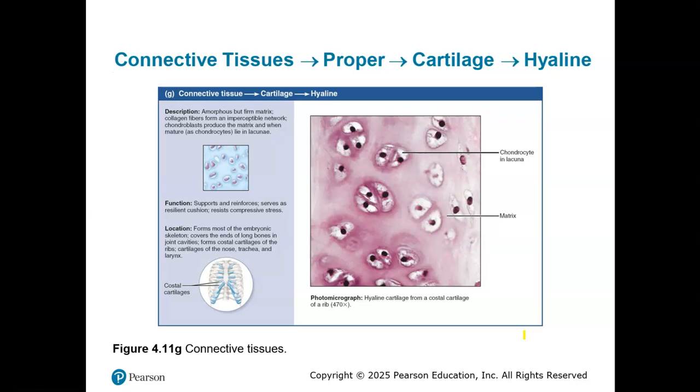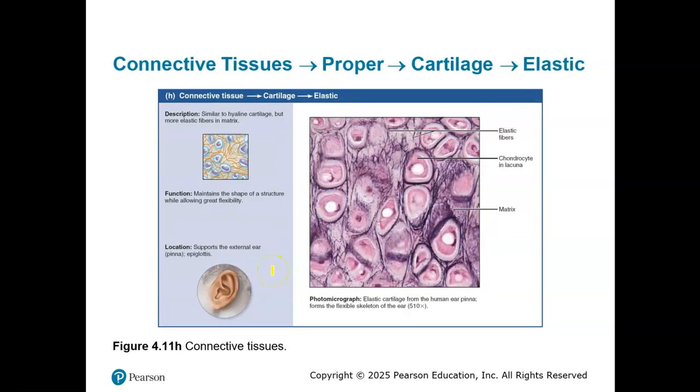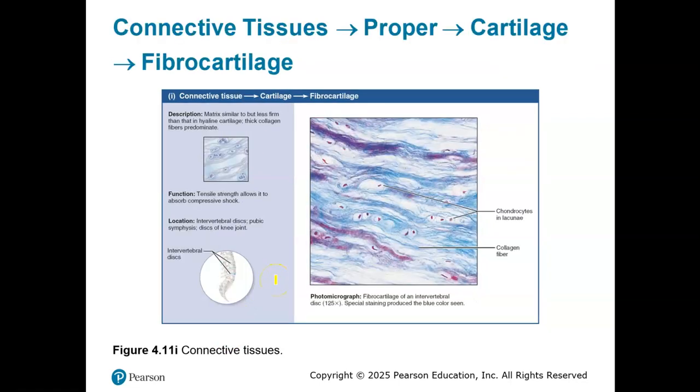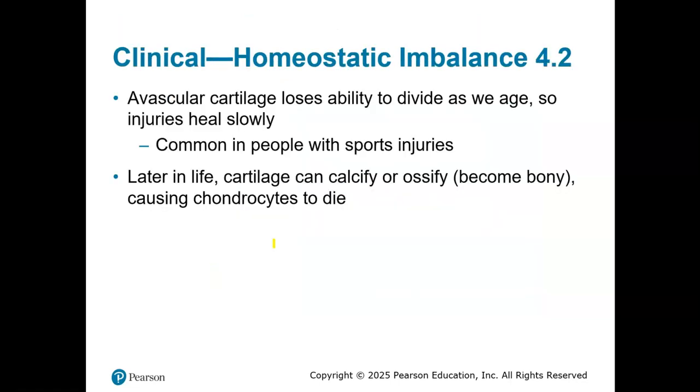So this is a picture of hyaline cartilage. Again, we find that at the ends of your long bones, the end of your nose, your trachea, your larynx, and the costal cartilages, the cartilage that your rib bones are connected to. Then we have elastic cartilage that forms your outer ear and your epiglottis. We have fibrocartilage, which is found between your vertebrae in the intervertebral disc and the meniscus of your knee.